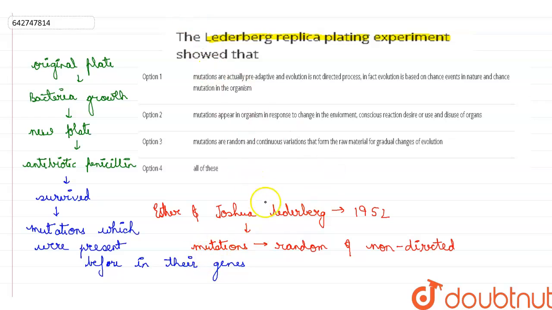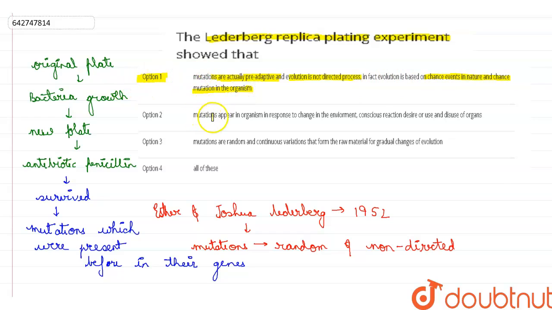So that means mutations are random and non-directed, and they are not a response to change in the environment. If you look at the correct option for this question, option 1: mutations are actually pre-adaptive and evolution is a non-directed process. Yes, this is true. Mutations are pre-adaptive and they do not respond to change in the environment, and evolution is not a directed process. In fact, evolution is based on chance events in nature and chance mutation in the organism. So this option is absolutely correct.